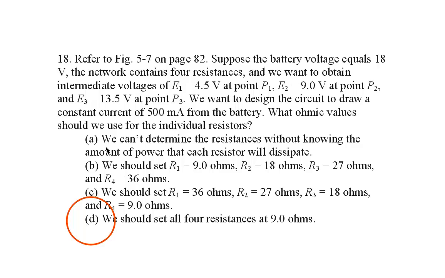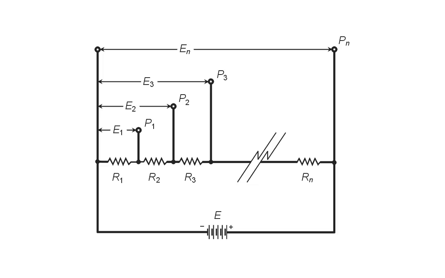That's one way to do it, and then you can rule out choice A because you obviously have been able to arrive at an answer without having to know the amount of power that each resistor will dissipate. Although that does come into the picture, that is a consideration in a situation when you have a voltage divider network, because if you make the resistances a certain value and you don't have a sufficient amount of power dissipation capability, you'll burn the resistors out.